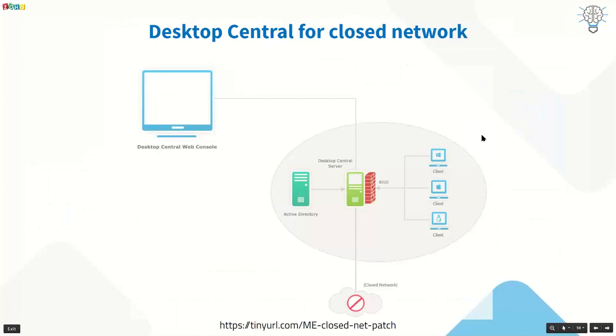Here comes the next important part, which is managing the computers under a closed network. What is a closed network? A network which does not have connectivity to the internet, or has limited connectivity, is called a closed network. Even if you have a closed network architecture, you can still use Desktop Central to manage your endpoints. In this case, we need to nominate a machine which has an internet connection to download the patches from the vendor sites, and then you copy the patches to the Desktop Central server manually. In this way, you will still be able to manage the computers in the closed network.